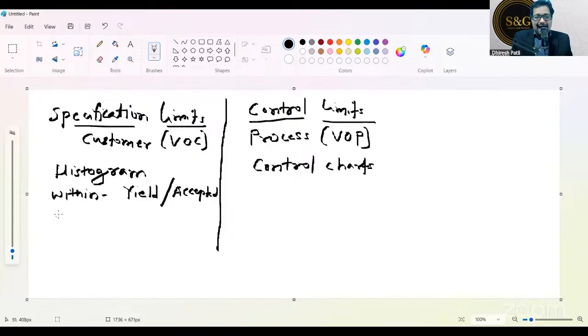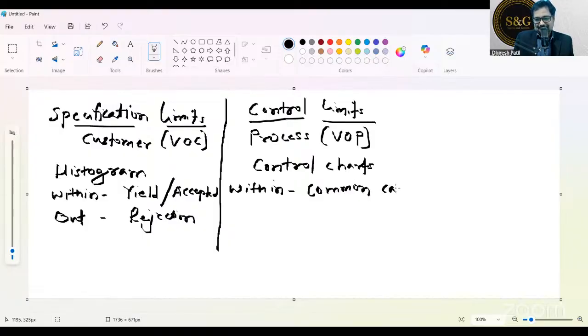And outside of it, what is it called? If it goes outside of specification, rejection. Absolutely right. Now, let's go to the control chart. Within control limit, it's called common cause variation. And outside of control limit, special cause variation. Very good, very nice.